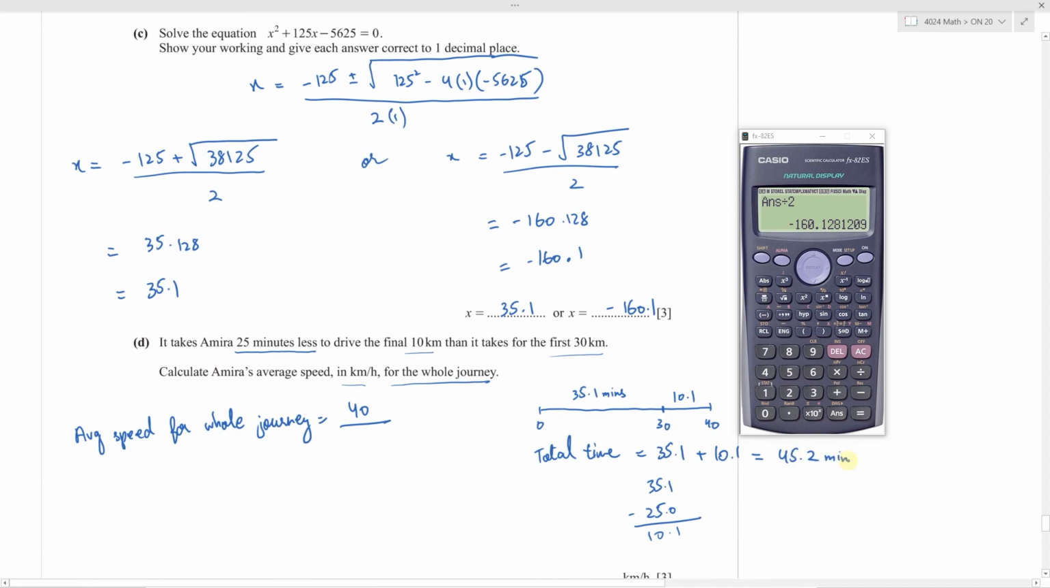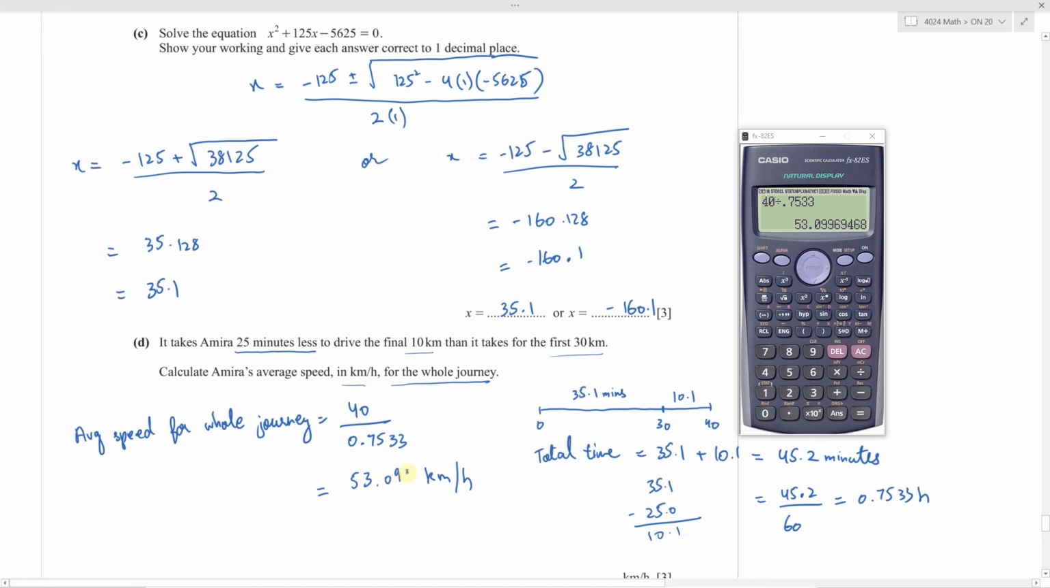45.2 minutes. But since you are calculating the speed in kilometers per hour, I need to convert them into hours. So divided by 60 equals 0.7533 hours. So total distance is 40 kilometers and total time taken is 0.7533 hours. So 40 divided by 0.7533. So this is 53.099 kilometers per hour.